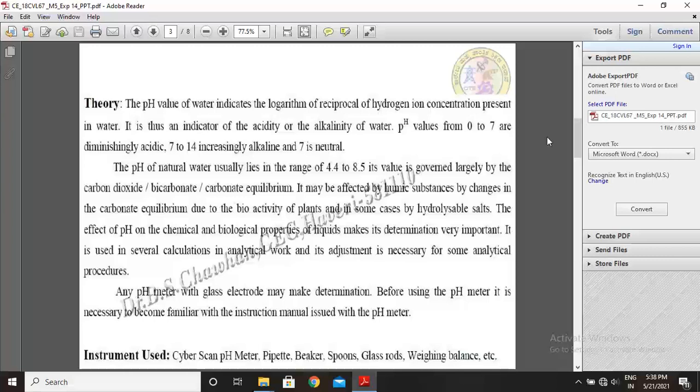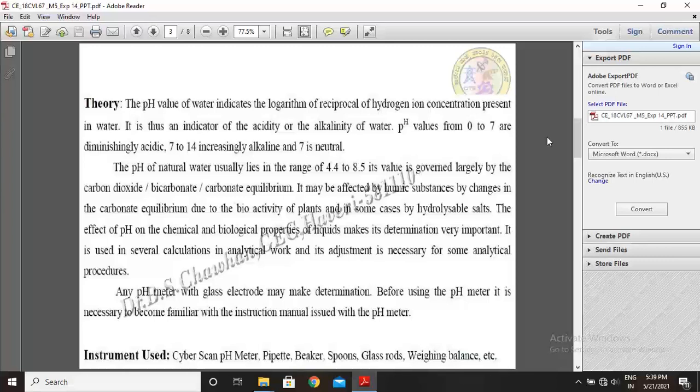It is used in several calculations in analytical work and its adjustment is necessary for some analytical procedures. Any pH meter with glass electrodes may be used to make determinations. Before using the pH meter, it is necessary to become familiar with the instruction manual issued with the pH meter. So based on the pH meter, a different operation procedure is decided with respect to that particular pH meter.